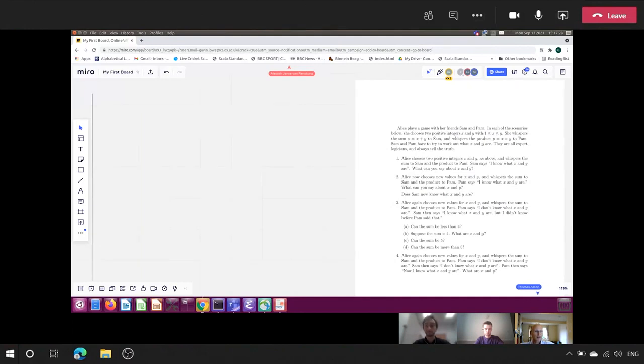Okay, so there's a question here. Let me read the first bit through to you, Tom, and then you can have a go at it. Alice plays a game with her friends Sam and Pam. In each of the scenarios below, she chooses two positive integers, x and y, so 1 is less than or equal to x, and x is less than or equal to y.